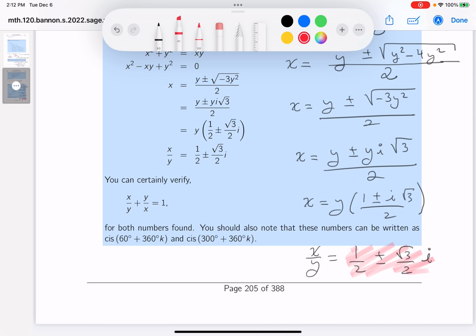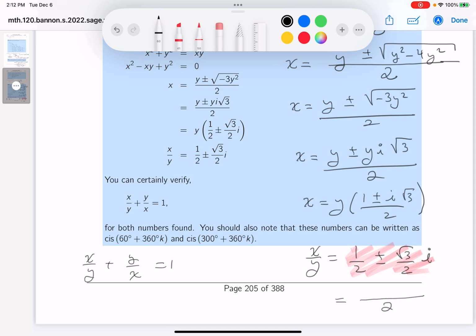It's right over here. All right, so I'm going to say you can verify this. And how would you verify that? You would write down the equation, and the equation you'd write down is x over y plus y over x would equal 1. There's two numbers to check. I don't want to check them, by the way, but I'll write down what the check is.